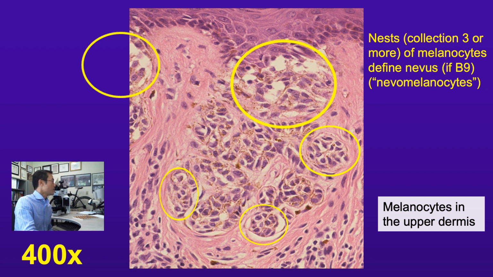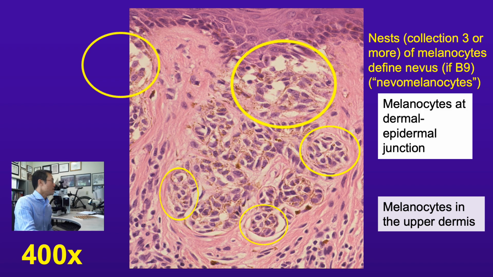And we can see some of these nests here. Some of them appear to be attached to the epidermis. These would be junctional melanocytes. As we go deeper, some of these may or may not be attached, and eventually in a compound or intradermal nevus, it's clear from the appearances that the melanocytes are in the dermis rather than attached to the epidermis.